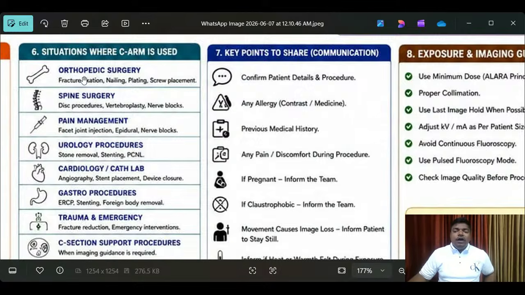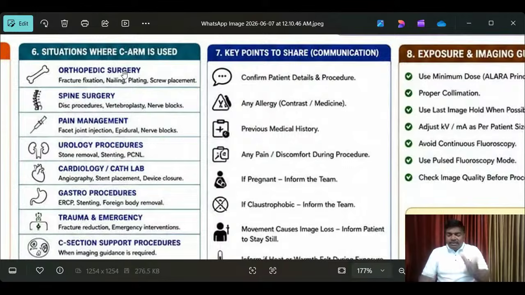First of all, orthopedic: fracture fixation, nailing, plating, and screw placement. This is done with live monitoring, wherever needed and applicable, and that is an excellent job. Yes, sir. Understand? I have faced all these orthopedic operations in a practical way. Many types of operations will be there, and I have faced hundreds of operations while doing surgery.